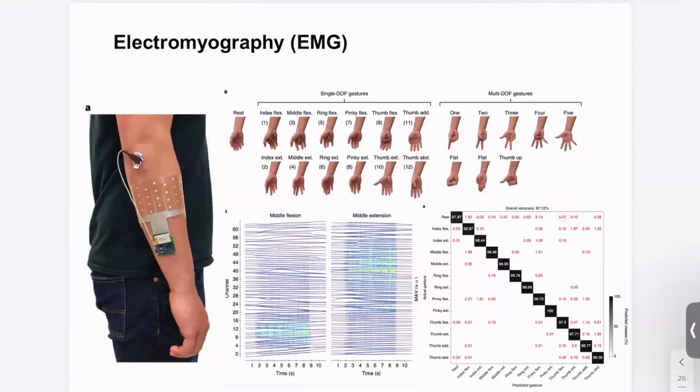Okay, so we also talk about EMG. So this is the electrical signal of the muscle. Then you can have an array of electrodes on the skin. Then depending on which finger you're moving and how many fingers you're moving, based on EMG, you can actually detect gesture. So this can be a way for gesture recognition.